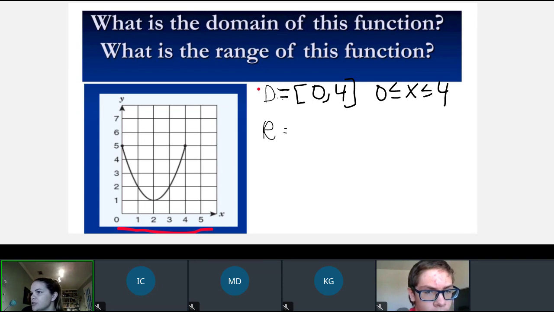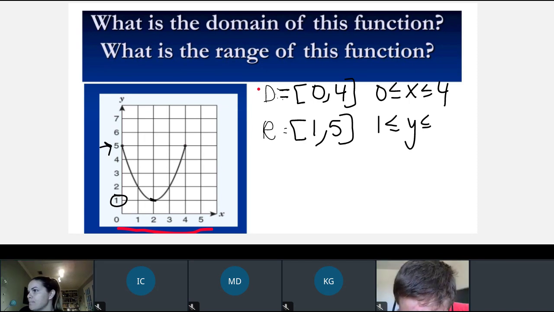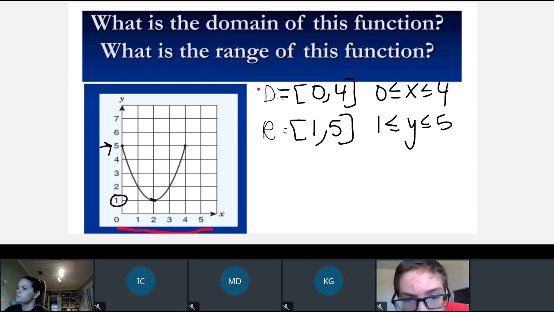For my range now, I want to find my lowest value. So this quadratic dips down to y equals 1, sorry, and it goes all the way up to 5. So from 1 to 5. Any questions so far about this one?